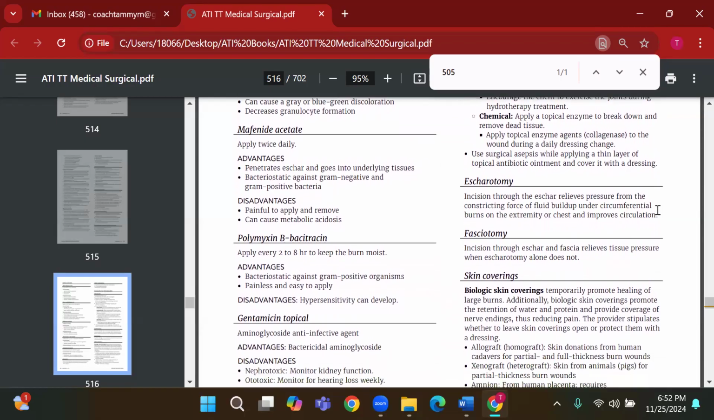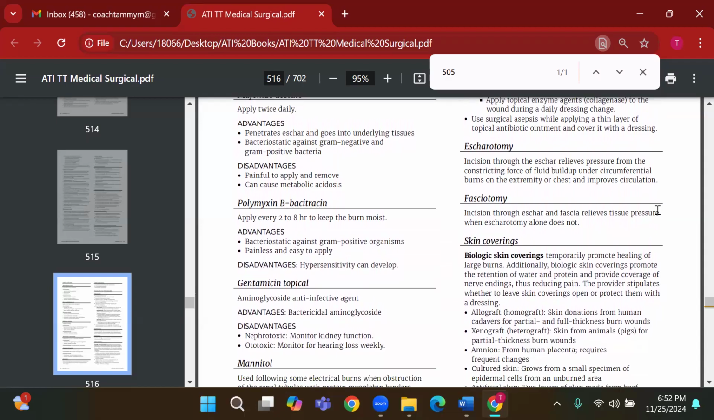Now, this, I'm just going to say escharotomy, excuse me, is just removing the dead black skin that builds up, and it's going to help improve the circulation. You guys, we already talked about a fasciotomy. You know, we can't rule out compartment syndrome on this either. So a fasciotomy is where we cut down to relieve the pressure.